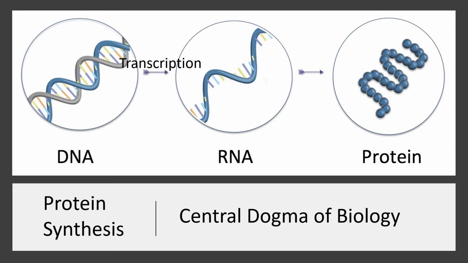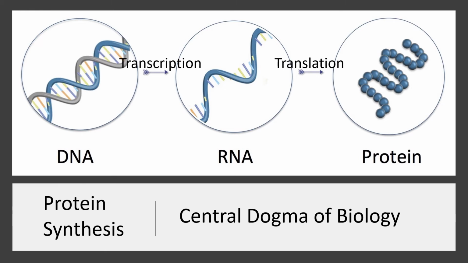And that first step is called transcription, where the information in DNA is used to make RNA. The second step is called translation. Notice transcription and translation are in alphabetical order, so you always know which one goes first. Transcription makes RNA, translation makes proteins.